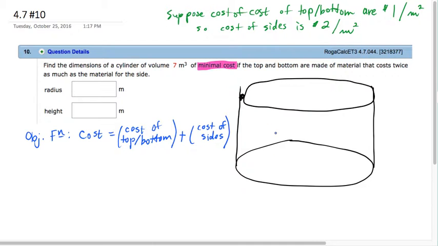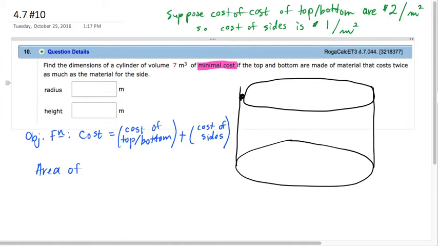Okay, so what formula do I use for the area of the top? The top and bottom should be more expensive than the sides. Oh, did I do it backwards? Thank you, I did. 1 and 2. See, thanks. Okay. Yeah, top and bottom is twice as much as the side, so that makes more sense.